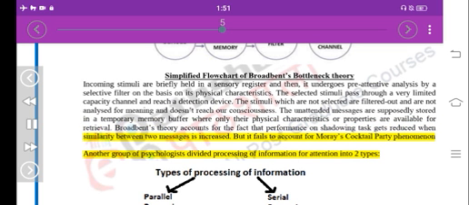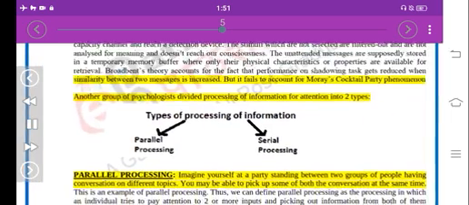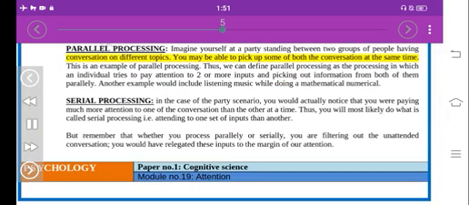Another group of psychologists divided processing of information for attention into two types. Parallel processing. Imagine yourself at a party standing between two groups of people having conversations on different topics. You may be able to pick up some of both conversations at the same time. This is an example of parallel processing. Thus, we can define parallel processing as the processing in which an individual tries to pay attention to two or more inputs and picks out information from both of them parallelly. Another example would include listening to music while doing a mathematical numerical.